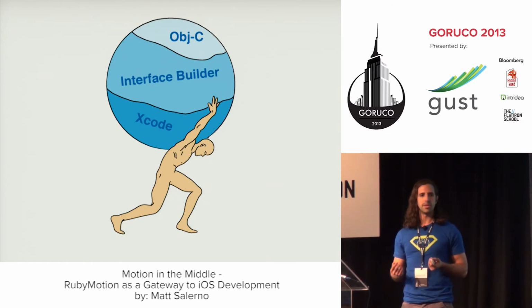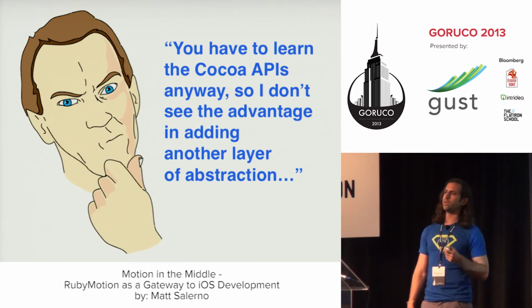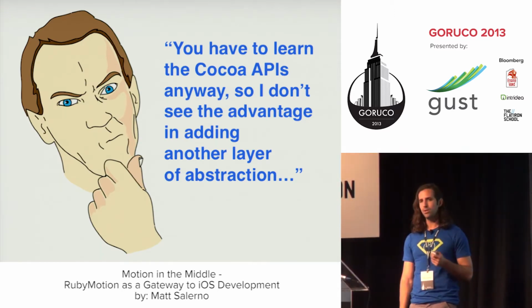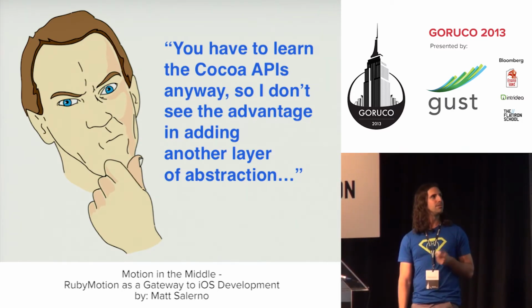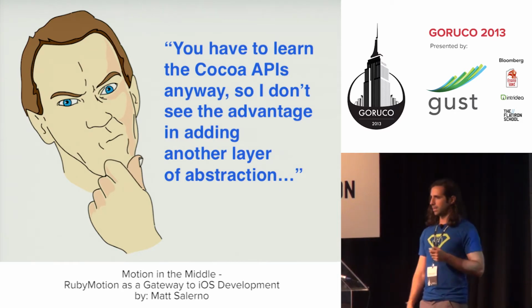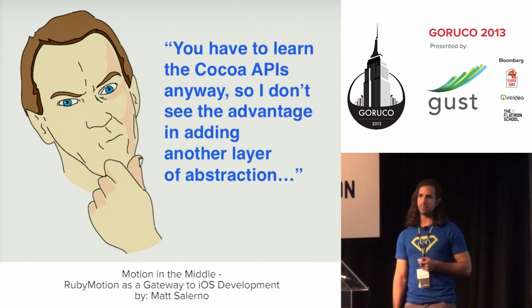I was thinking, what am I sacrificing by not learning these things? It didn't help matters when an older developer friend of mine said, hey, I don't know about this RubyMotion stuff. You've got to learn the Cocoa APIs anyway, so I don't see an advantage in adding another layer of abstraction. So was I wasting my time, right, is the question.